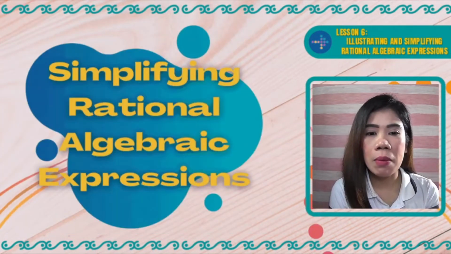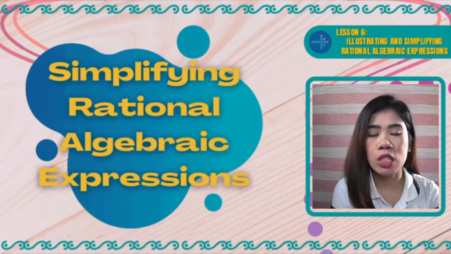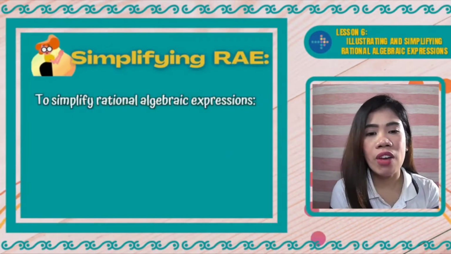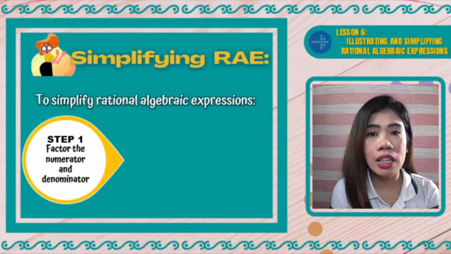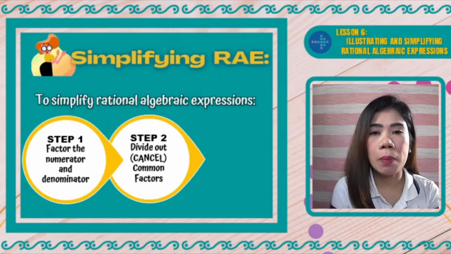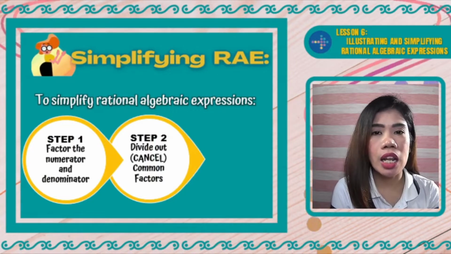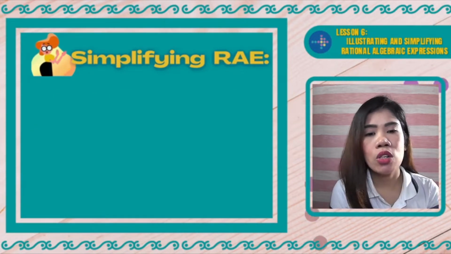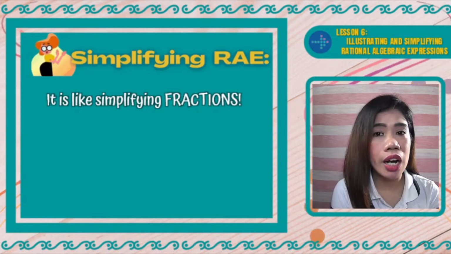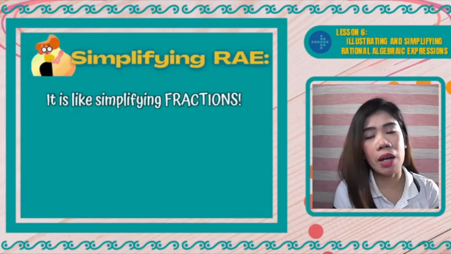So, paano tayo magsisimplify ng rational algebraic expressions? So, to simplify RAEs, step 1, factor the numerator and the denominator. Step 2, divide or cancel out common factors. Then, step 3, we need to multiply the remaining factors. So, kapag nagsisimplify tayo ng RAE, para lang tayo nagsisimplify ng fractions.